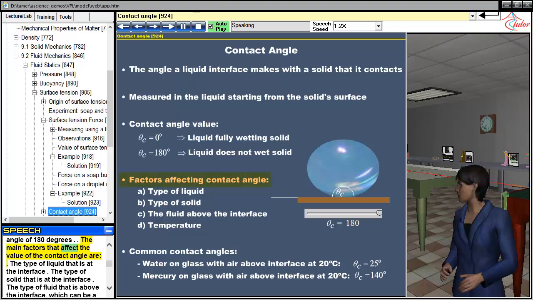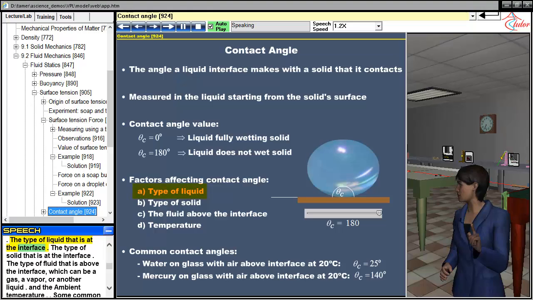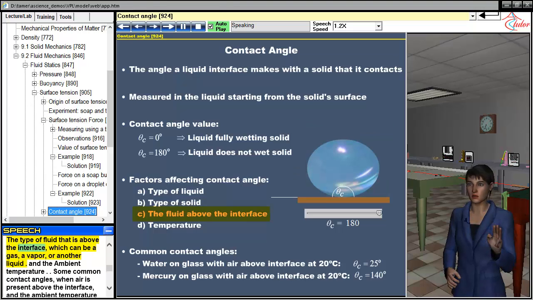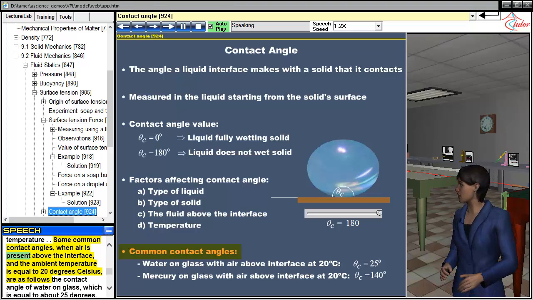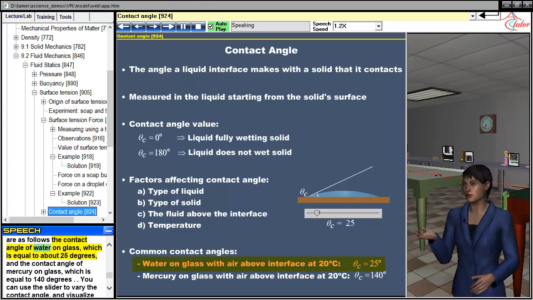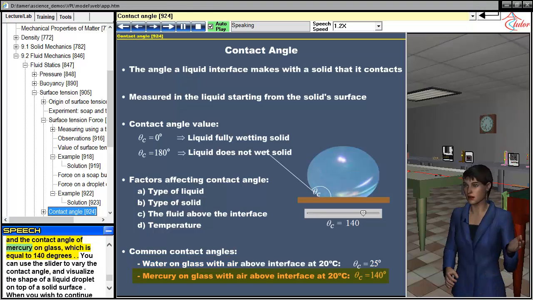The main factors that affect the value of the contact angle are the type of liquid that is at the interface, the type of solid that is at the interface, the type of fluid that is above the interface, which can be a gas, a vapor, or another liquid, and the ambient temperature. Some common contact angles, when air is present above the interface, and the ambient temperature is equal to 20 degrees Celsius, are as follows. The contact angle of water on glass is about 25 degrees. And the contact angle of mercury on glass is equal to 140 degrees.